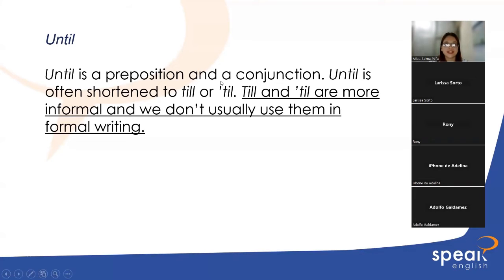Okay, perfect. So until, but we use it as a contraction. We can contract that expression, like the verb to be: when you say she is and then you say she's, it's the same. We can contract this expression like till, or you put the apostrophe and you only put T-I-L. This is the contraction of the time expression, okay?